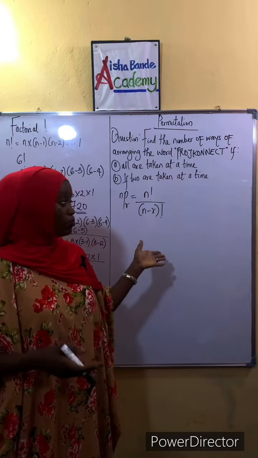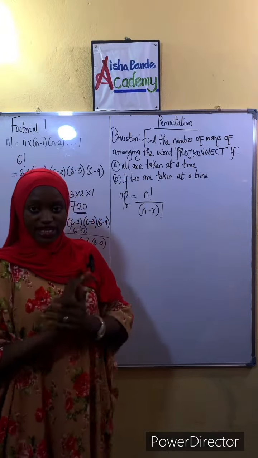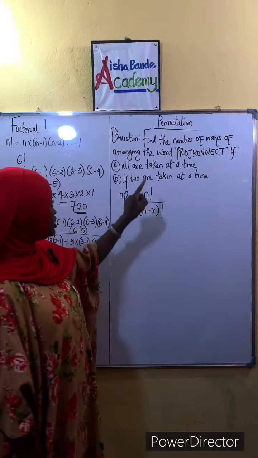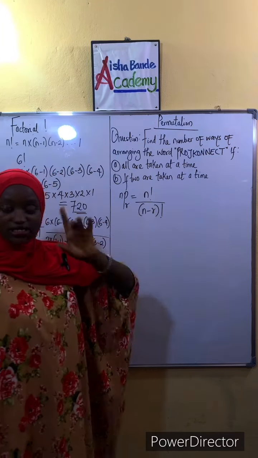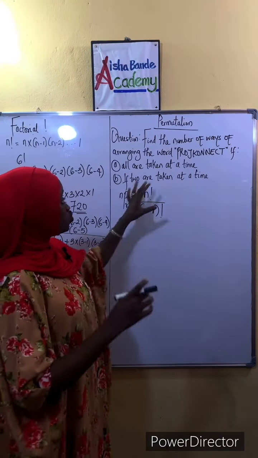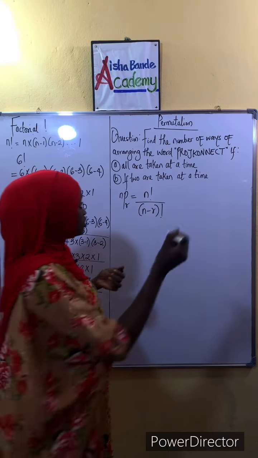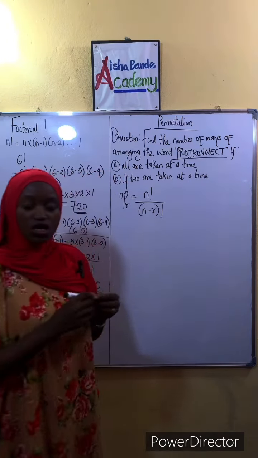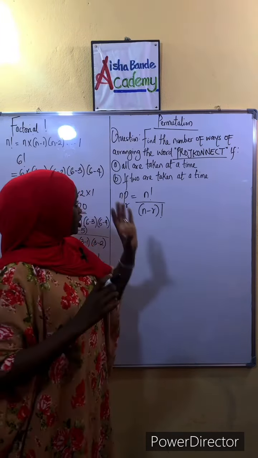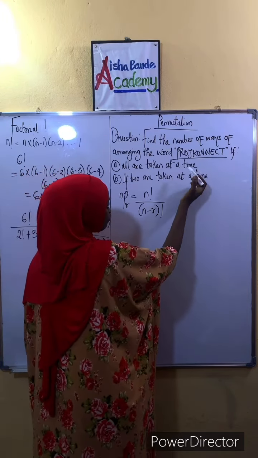With this now, we can solve the problem we have, which says, find the number of ways of arranging the word approach connect. So we are given two conditions in this question. The first condition says, if all are taken at a time. The second condition says, we should find the number of ways of arranging the word approach connect if two are taken at a time. The word we have is approach connect, okay? So the number of ways we can arrange the word, if they are all taken at a time, is going to be, so let's count the number of letters we have here.